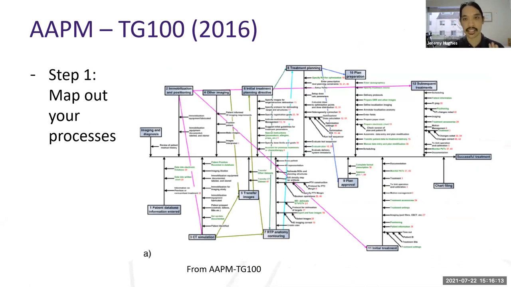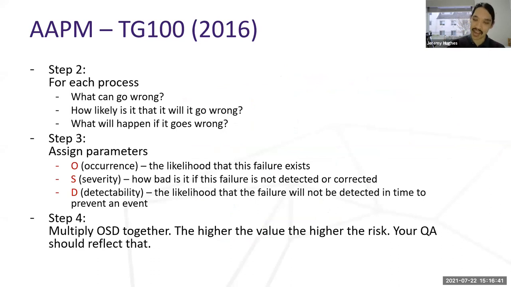Very, very basically, with TG100, what you have to do is you map out your entire process of the patient journey. So say, for example, the patient is being imaged. I'll go for linear accelerator. So you map out every single process of what you're doing to the patient. Then from there, for every single process, you ask what can go wrong, how likely is it that it will go wrong, and what will happen if it does go wrong. And this gives you a good idea of, I guess, the risk associated if this were to fail.